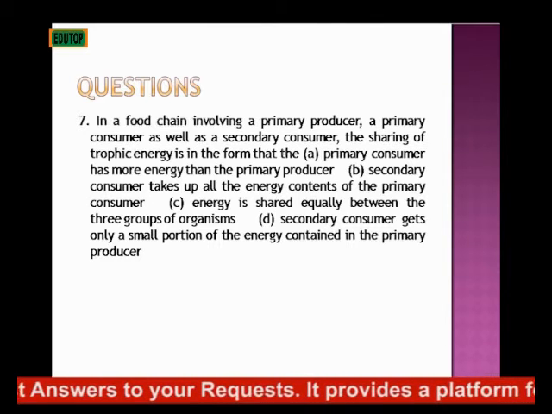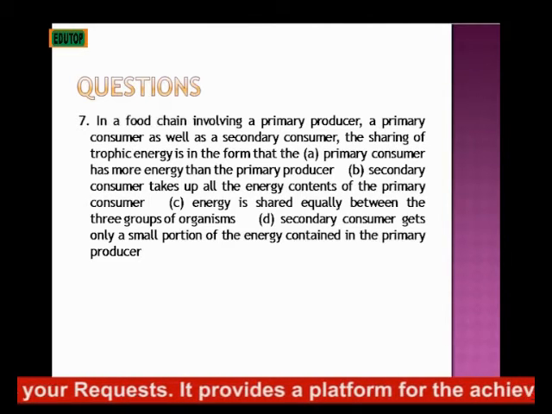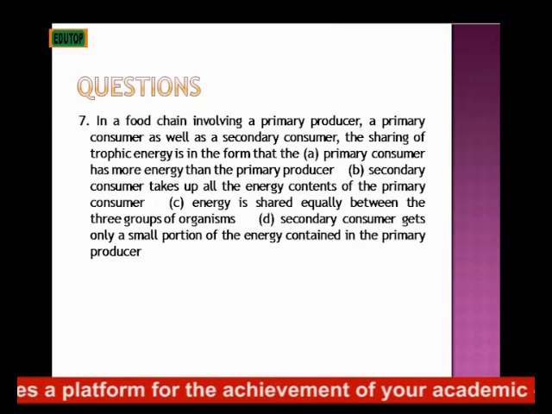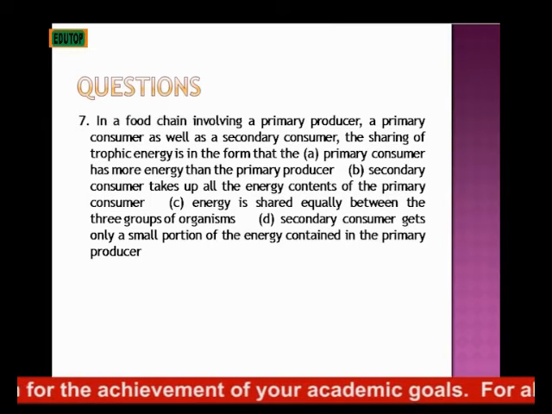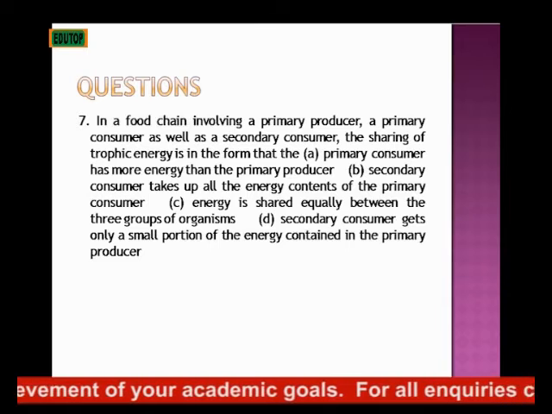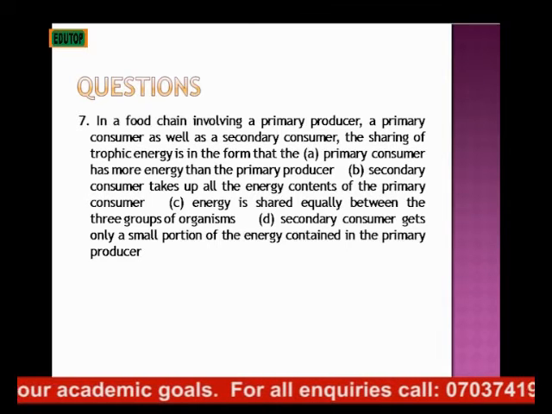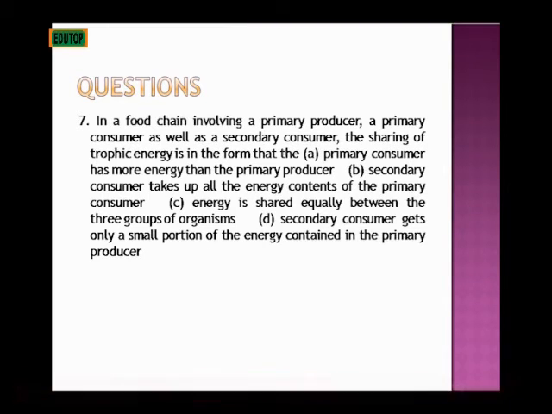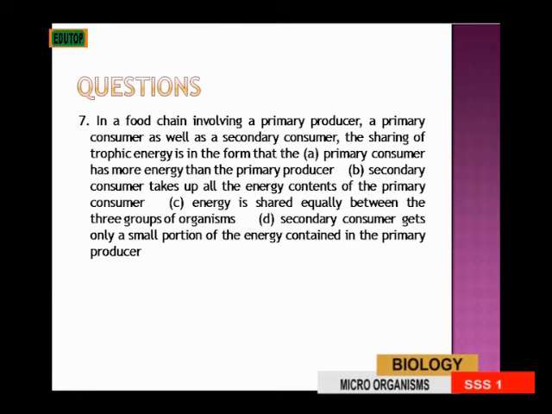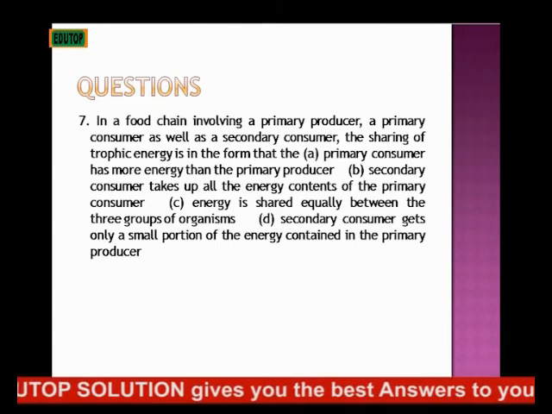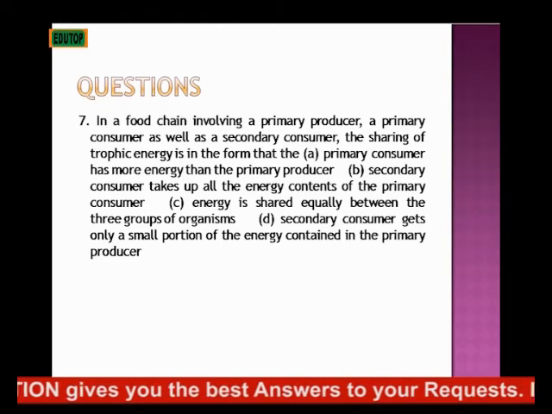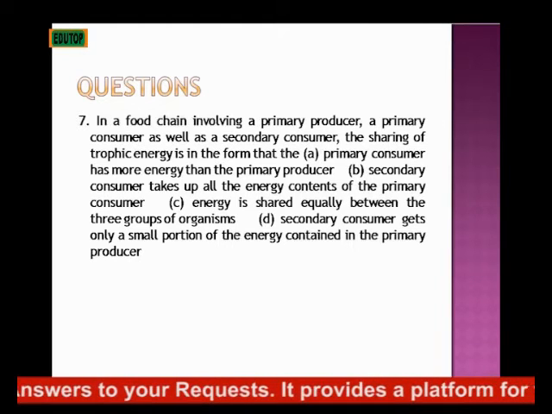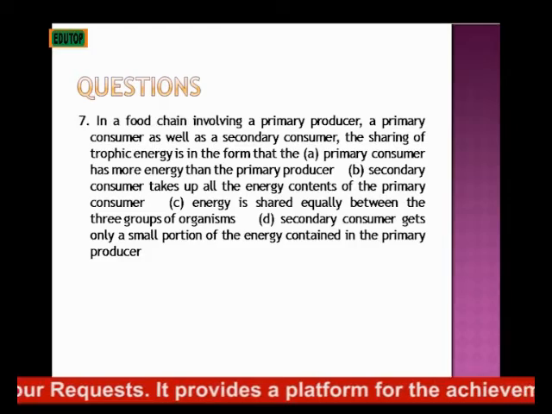Then number 7. In a food chain involving a primary producer, a primary consumer, as well as a secondary consumer, the sharing of trophic energy is in the form that: A. The primary consumer has more energy than the primary producer. B. The secondary consumer takes up all the energy content of the primary consumer. C. Energy is shared equally between the three groups of organisms. D. The secondary consumer gets only a small portion of the energy contained in the primary producers.